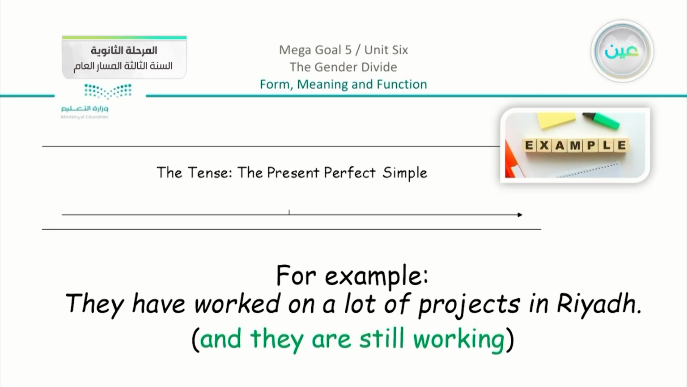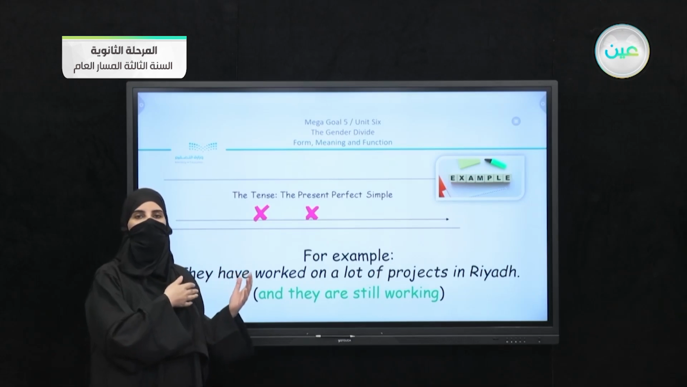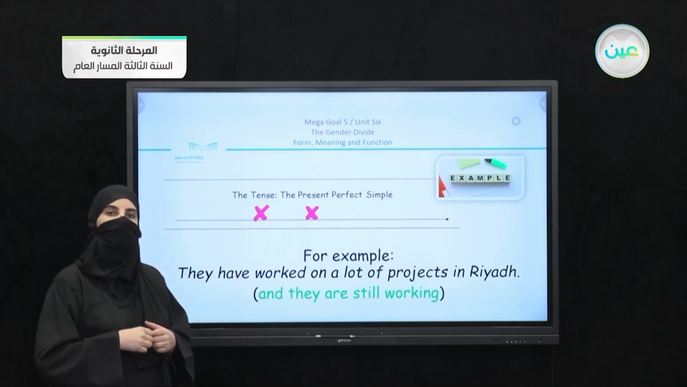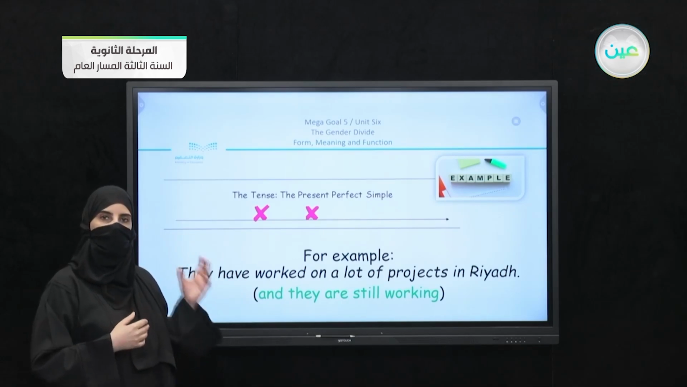They have worked on a lot of projects in Riyadh. Now you can see that we have here "have worked", meaning that something started in the past and is still connected to the present. Because if it is something that is only in the past, we have used or should have used the past tense. But since it is still connected to the present, we have the present perfect here.